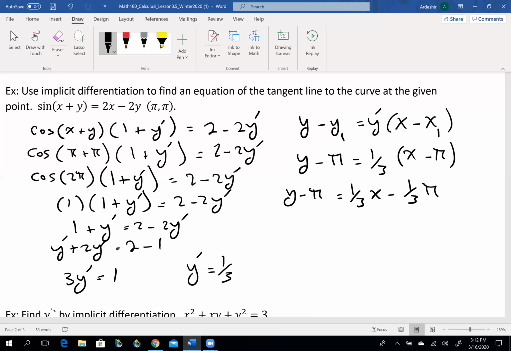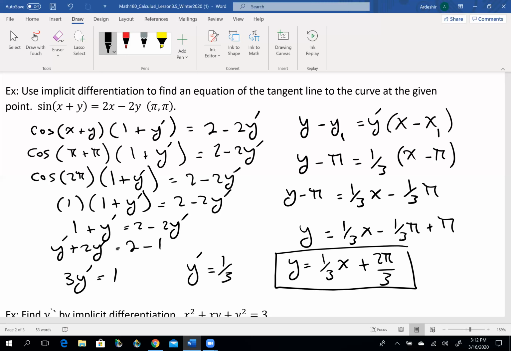And then I'm going to add pi to both sides. So negative pi plus pi is 0. So y is equal to 1/3 x minus 1/3 pi plus pi, because we add pi to both sides. That part is gone. Negative pi plus pi is 0. The other part, we add pi, so negative 1/3 pi plus pi. So my equation of a tangent line is going to be y equal to 1/3 x plus 2 pi over 3. And that's the equation of a tangent line.